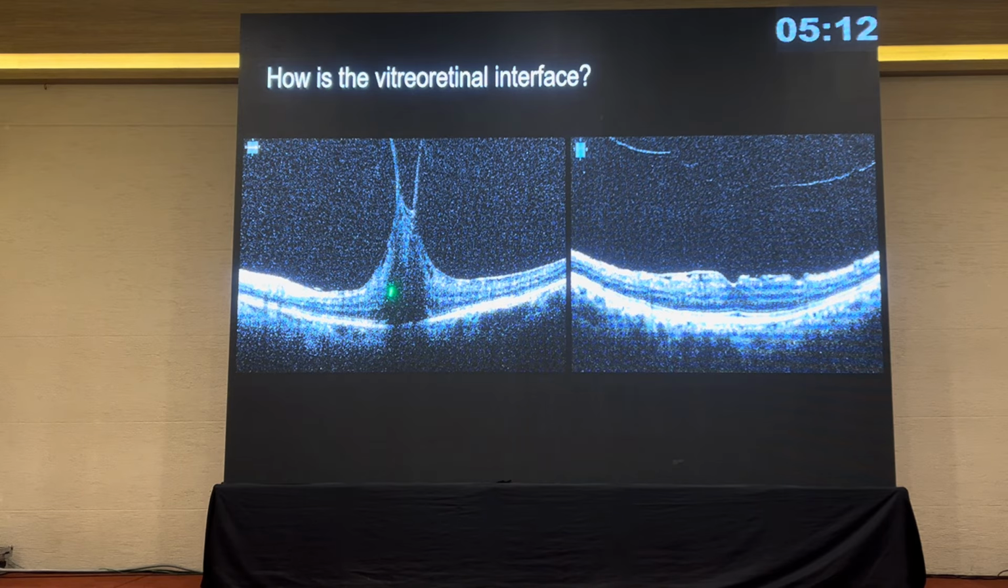Then you come on to the next part, the vitreoretinal interface. Is it normal or is it abnormal? Here it is a vitreomacular traction, the retina is pulled up.